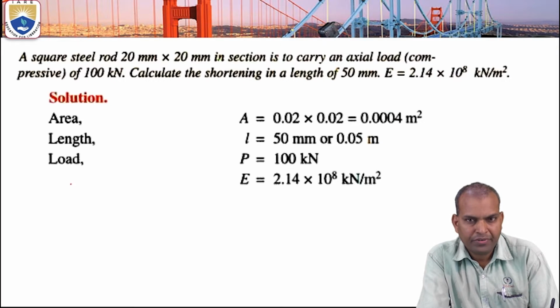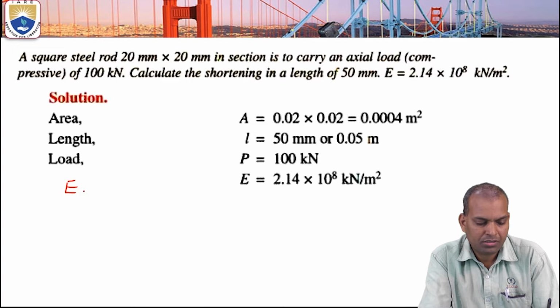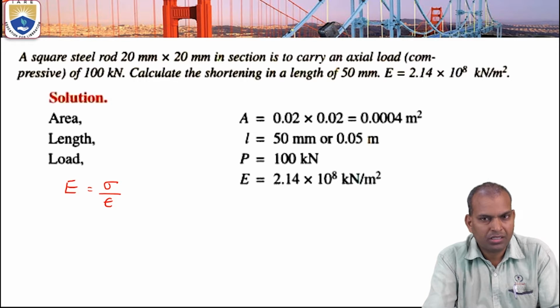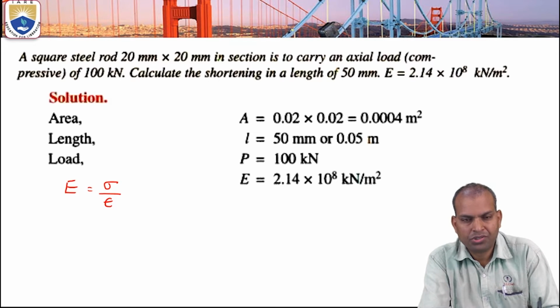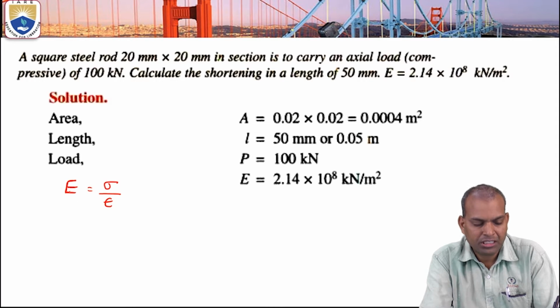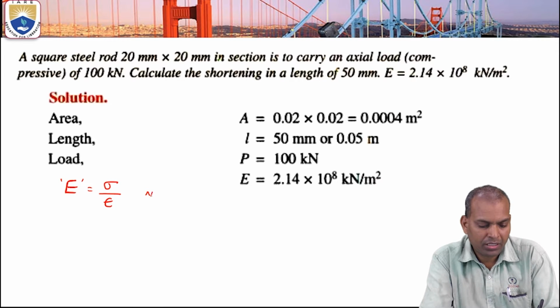What is modulus of elasticity? Mathematically, it is defined as the ratio of stress to strain. Here sigma is the normal stress and strain is the normal strain. And modulus of elasticity is denoted by the letter capital E. The unit for modulus of elasticity is Newton per meter square.